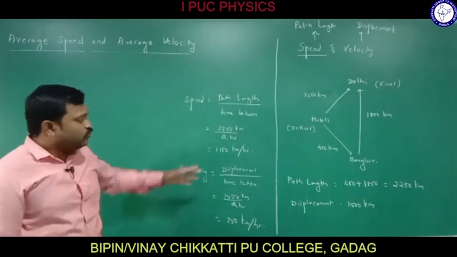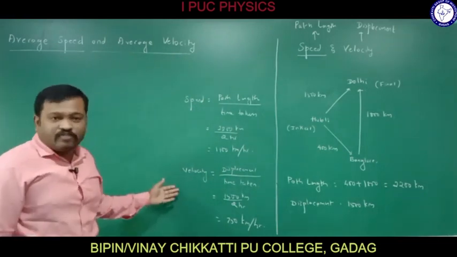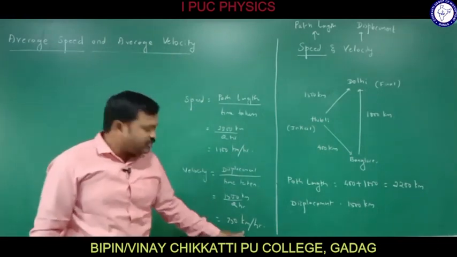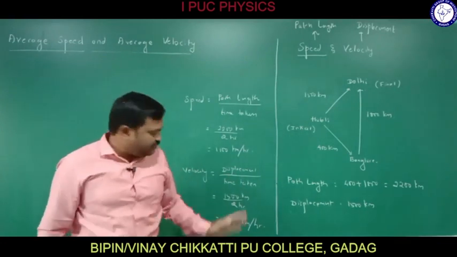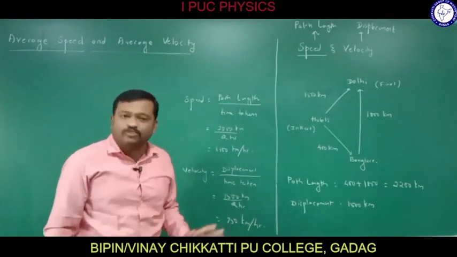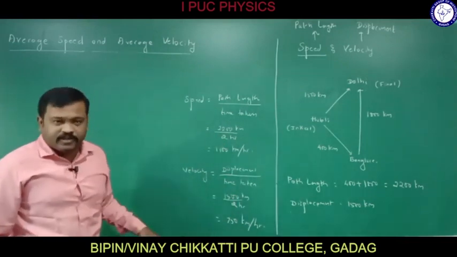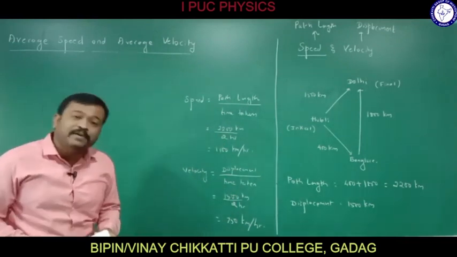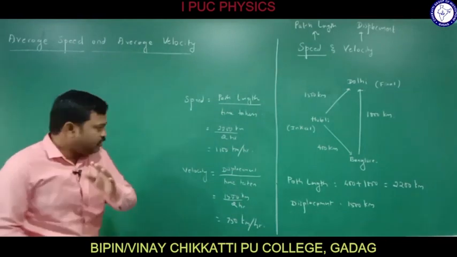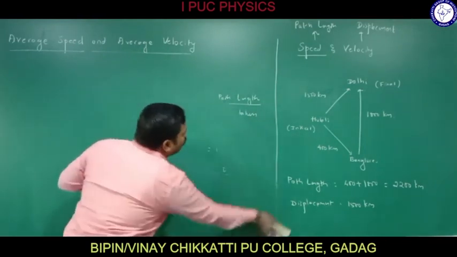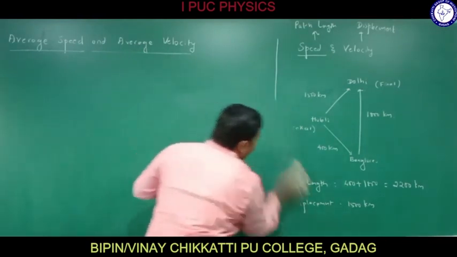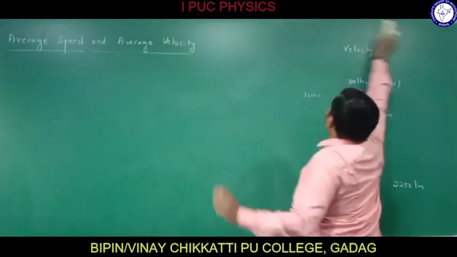So do understand the difference between speed and velocity, but the SI unit remains the same. Meter per second, this is also meter per second. Dimensions also remain the same. But do understand what actually the concept is, what the difference between speed and velocity is. So this was just an introduction about what speed and velocity are.